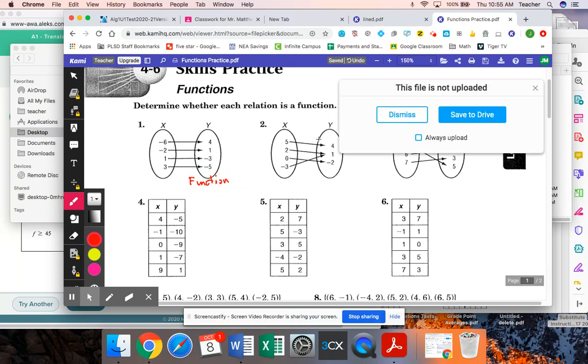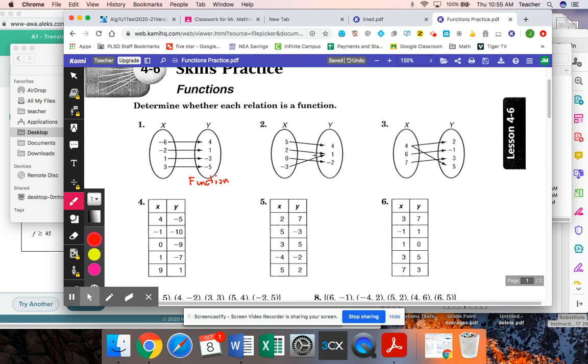Now in number 2, both the 2 and the -3 are going to 1, but that's okay, because how many outputs are there for 2? It only goes to 1. What about for -3? It only goes to 1. That is a function. There is one output for every input.